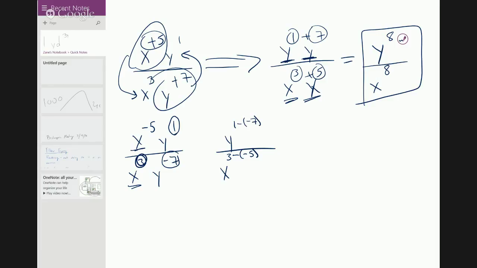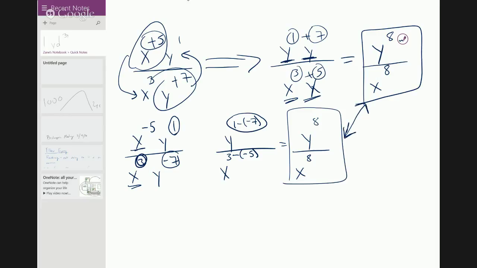Now you can see we can do some simplifying, because 1 minus a negative 7 is going to be y to the 8th power. And 3 minus a negative 5 is the same thing as adding 5 to 3, so we're going to have x to the 8th as well. You can see these two answers are exactly the same. So either method should work. It's basically the exact same method, just shown to you differently.